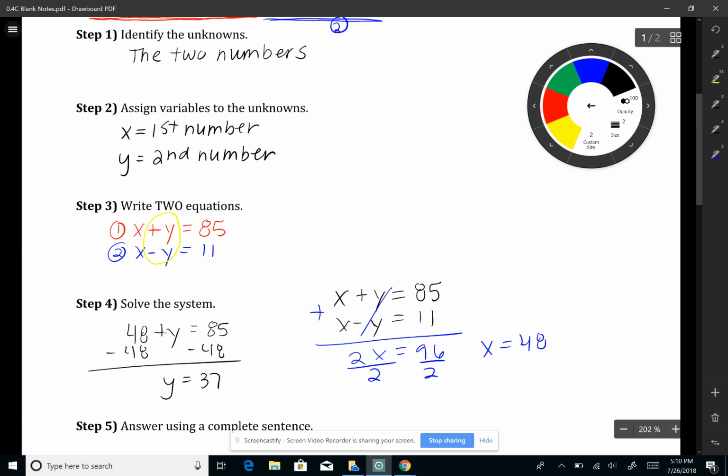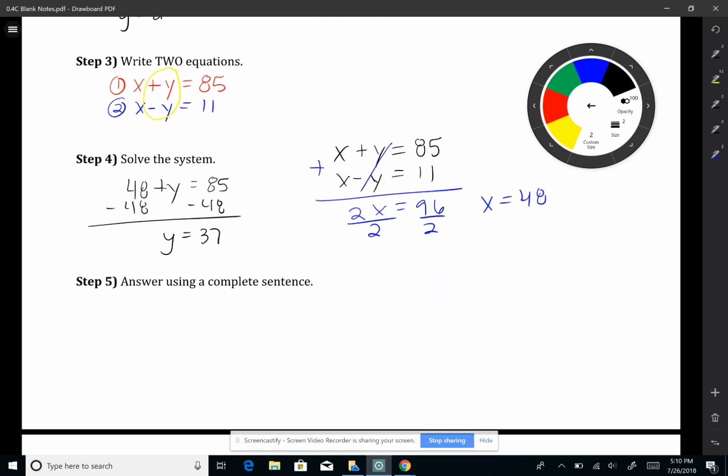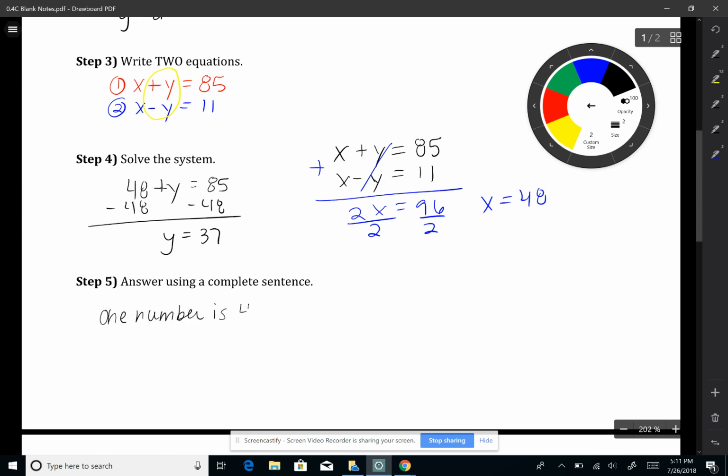So there's not much to this problem to describe the answers. So it says answer using a complete sentence. So I'm just going to say one number is 48 and the other number is 37. And that is our first example.